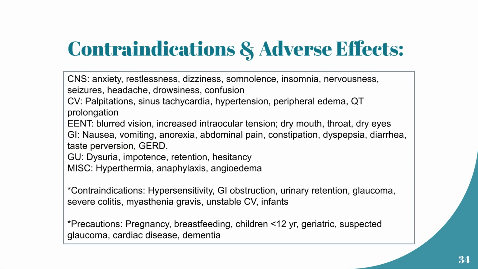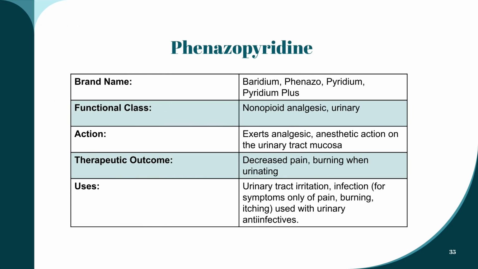Next, we will cover oxybutynin. Oxybutynin, or Ditropan, is an anticholinergic and antispasmodic. It acts as a muscarinic receptor antagonist, directly relaxing smooth muscle in the bladder. This is used to treat urinary frequency, urgency, and incontinence associated with neurogenic bladder or overactive bladder.